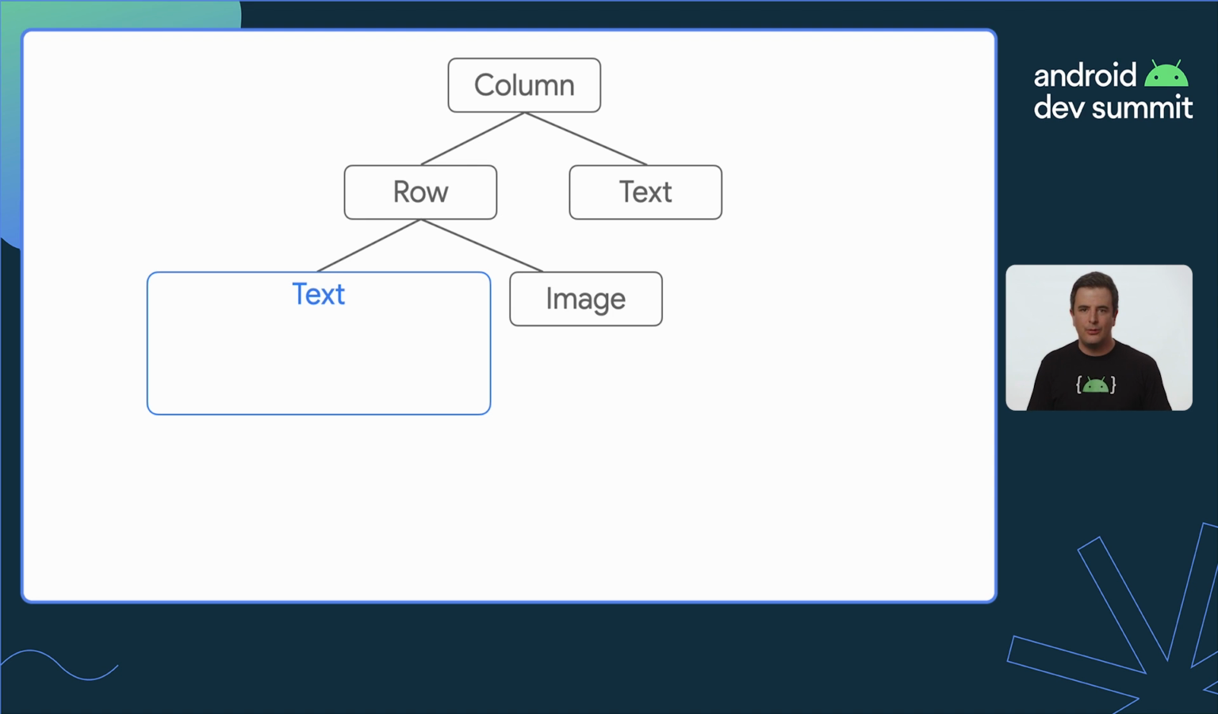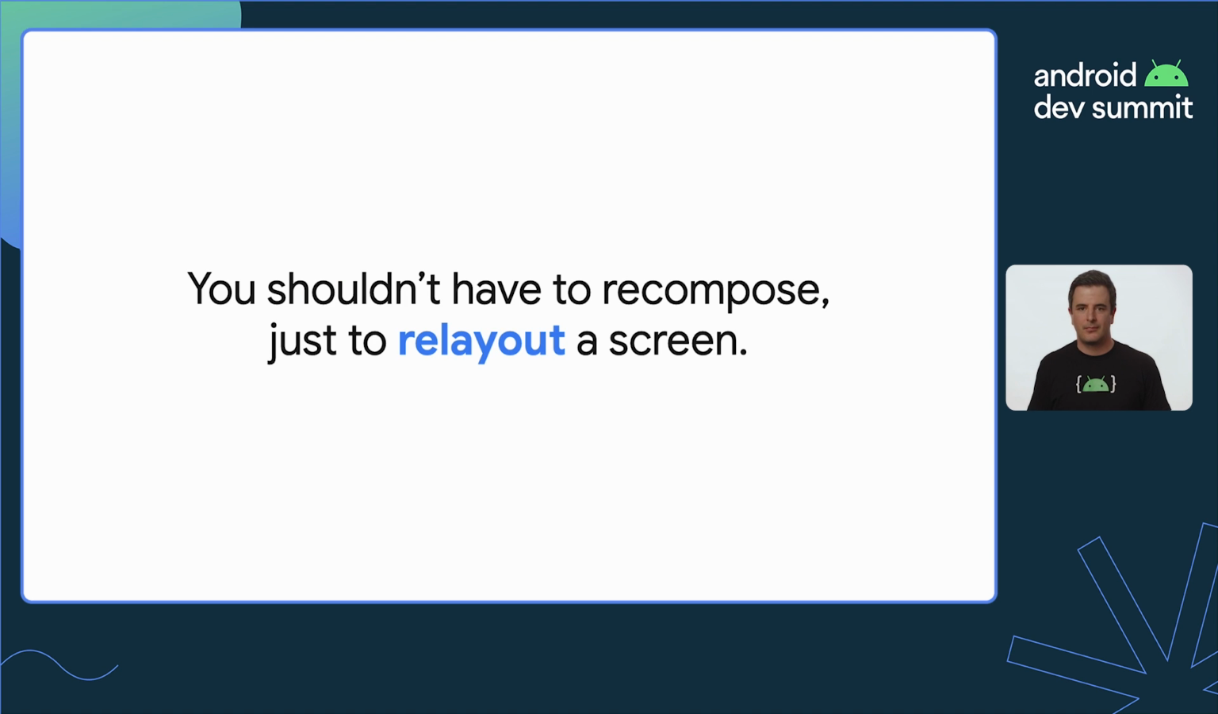However, if we use a lambda modifier, this modifier is not actually changing. Compose is smart enough just to rerun the lambda function when it needs to, and this is why our modifier object does not change, which means the composition tree does not change and composition can be skipped. So remember, you shouldn't have to recompose just to relay out a screen, especially on scroll, which will just lead to janky frames. So whenever you see unnecessary recomposition, think about how you could move the work to a later phase.